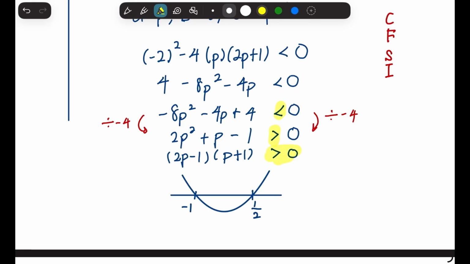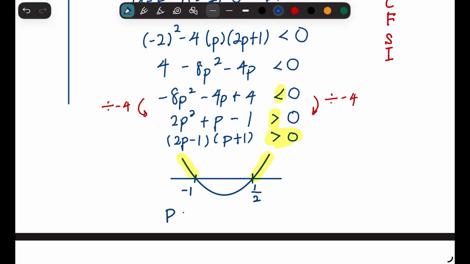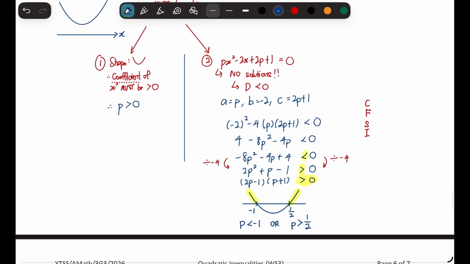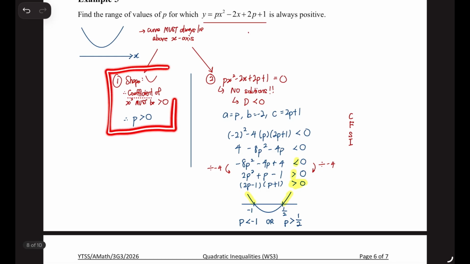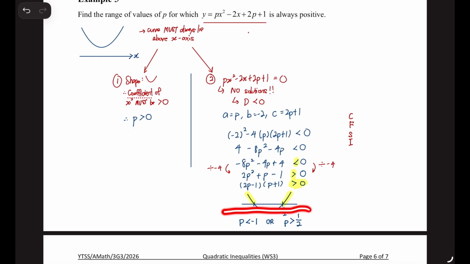Inequality here, more than 0 means above x-axis. The answer to this inequality here is p must be less than negative 1 or p must be more than half. Okay, so now I have these two conditions that must be satisfied. P must be more than 0, and p must be less than negative 1 or p must be more than half. Since p must be positive, if I combine these two answers together, p cannot be less than negative 1.